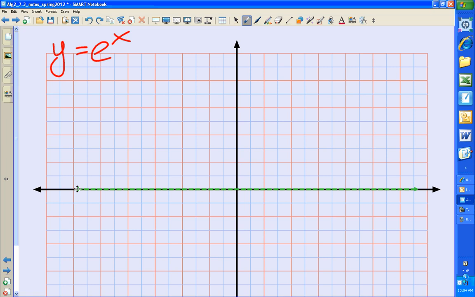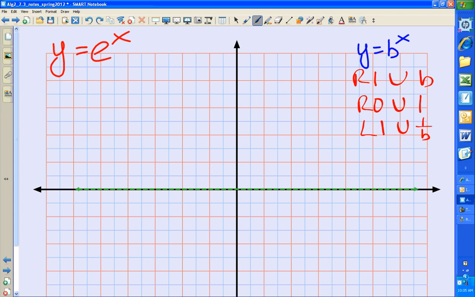How do you know? It's raised to a power that has a variable in it. Every exponential function graphs the same way. Write 1 up. Every exponential function, y equals b to the x. So every one of these functions is right 1 up b, right 0 up 1, and left 1 up 1 over b. You need to have those diagonals. We need to know those backwards and forwards.